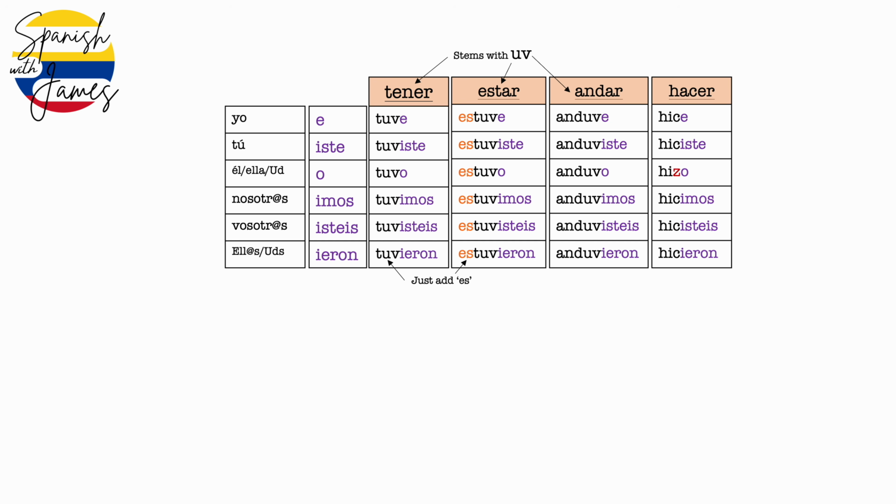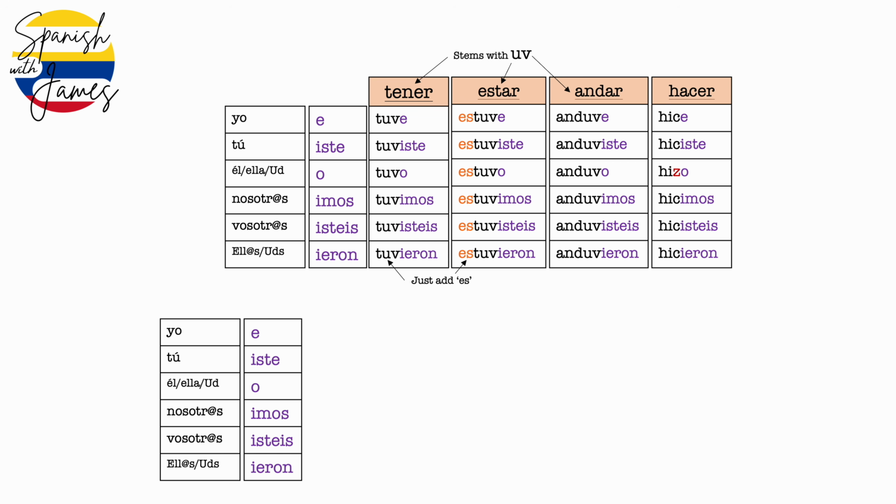Notice that in the third person singular, in the he, she, or the formal you form, the c changes to a z. That happens because if it were a c, we'd then pronounce it hico, because a c followed by an o makes the c a hard c sound. And here we want it to be a soft sound because it's hacer, so we want it to be hizo, and that's why we change it to a z there.